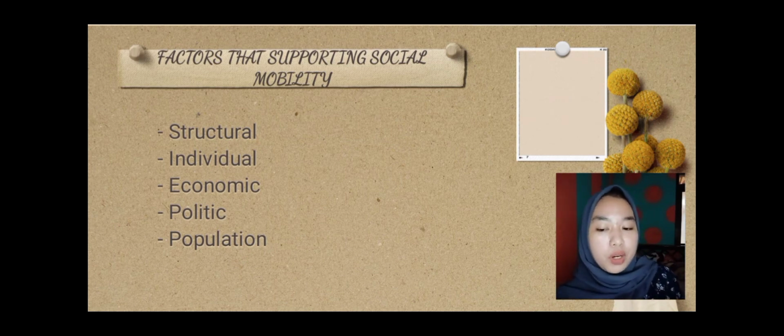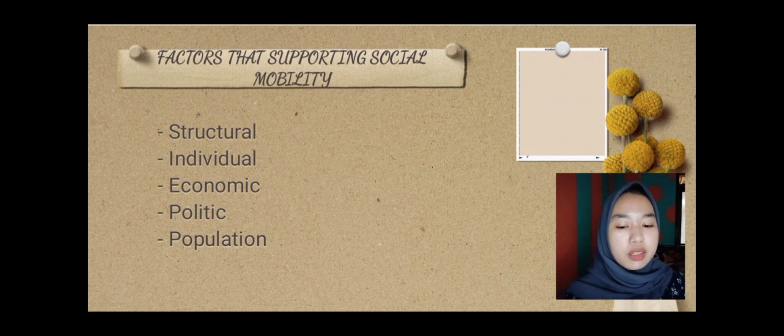For the political factor, this depends very much on the political situation of a country. An unstable state of the country will affect its security condition. And the last is population.